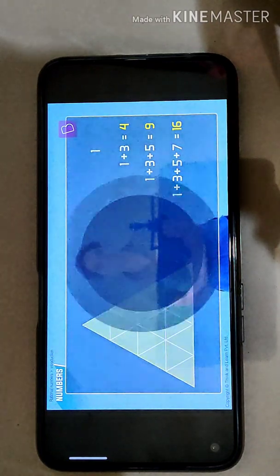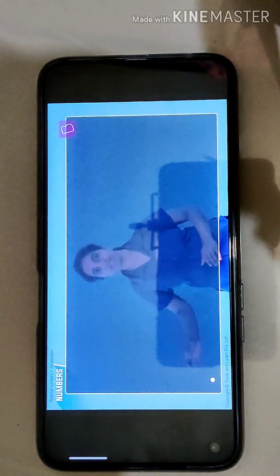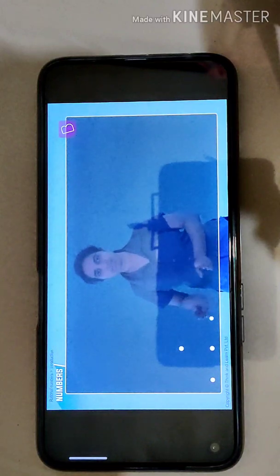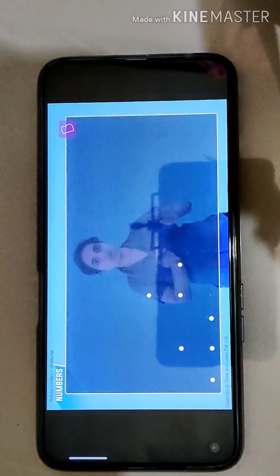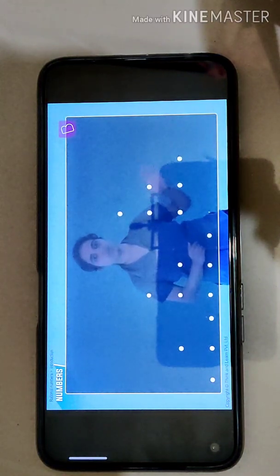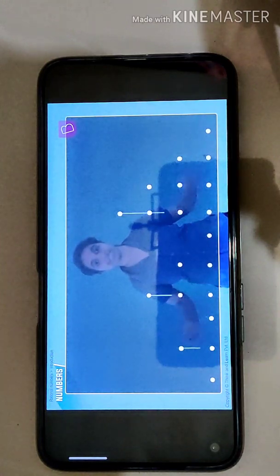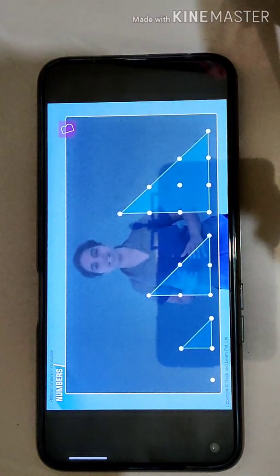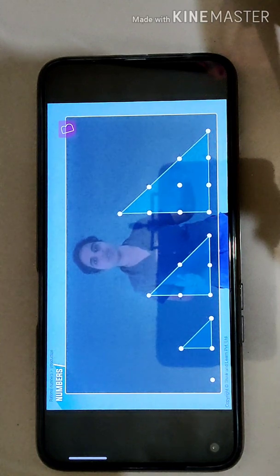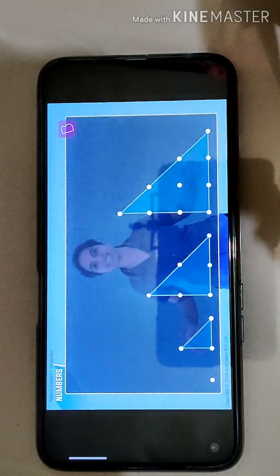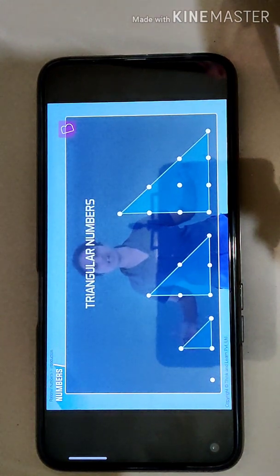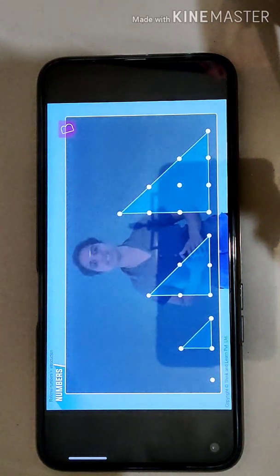There's another way we can visualize triangles. Let's take 1, then I have 1 and 2, 1, 2 and 3, 1, 2, 3 and 4. These are all triangles, right? The first one has just 1 point, the second one has 3 points, the third one has 6 points, the fourth one has 10 points, right? So we call all of these triangular numbers, because as you see, they form triangles, right?